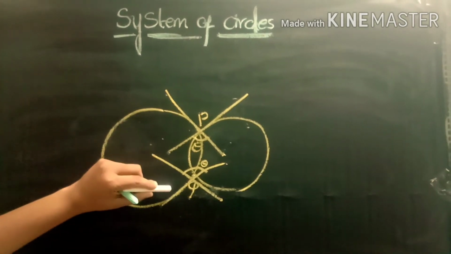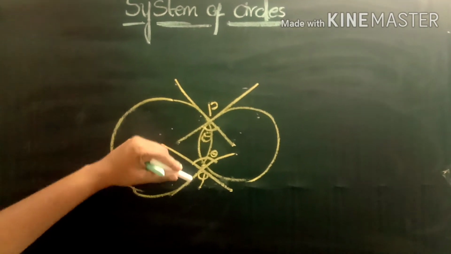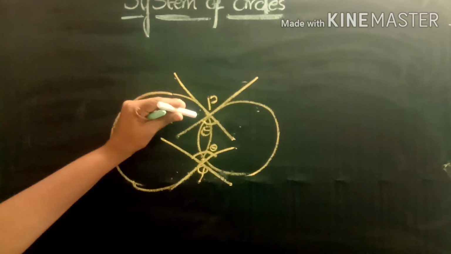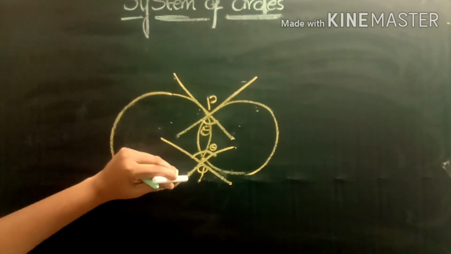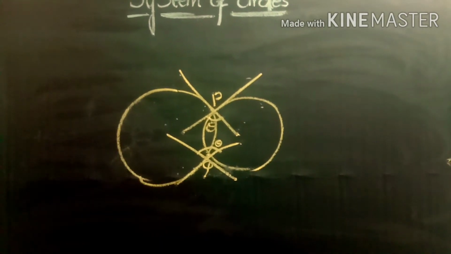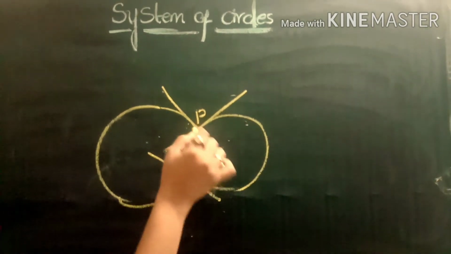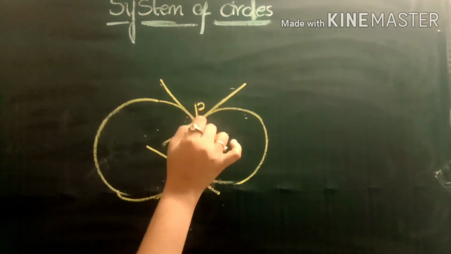So here we can take the angle between the circles at any of the points of intersection. Now this is the definition of the angle between the circles. The angle between the circles is nothing but the angle between the tangents at the points of intersection.